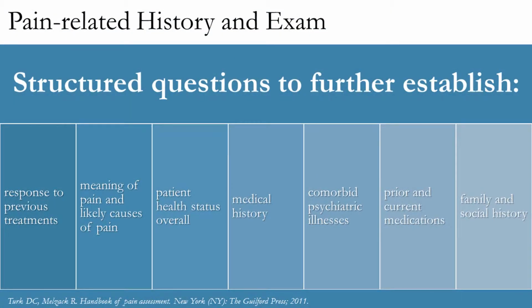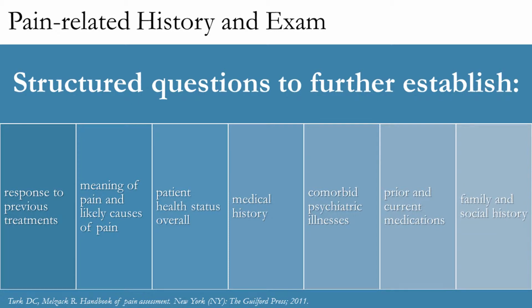Now, we've talked about assessment in general terms. Let's dive in a little bit more into the details of how we might best do this in a more structured way. First, there is the pain-related history and examination. So it would be important to have structured questions that would further examine a range of issues. So for example, if this is someone who has been experiencing pain for an extended period, what's been the response to previous treatments? What were those treatments, and to what aspects of the pain were they successful or not successful? What was the meaning of the pain to them and the likely causes of the pain?